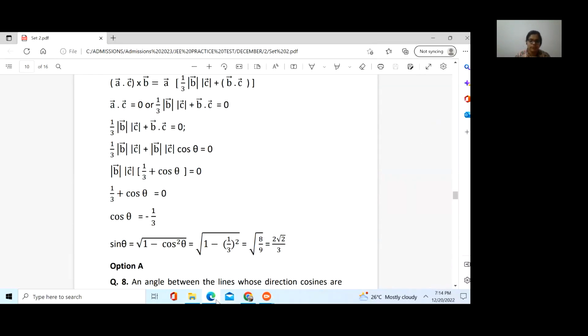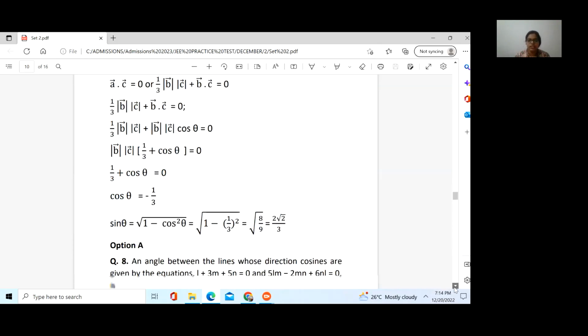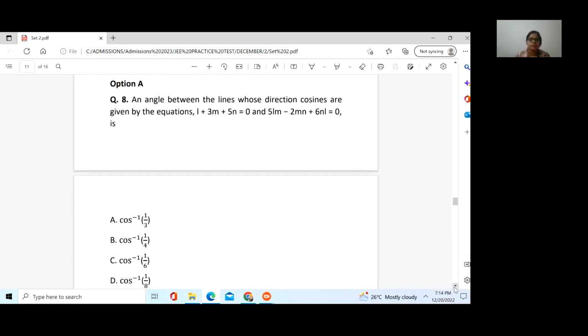Okay, so this is the next question. This is also a very important question which comes in most competitive examinations, this type of question. Angle between the lines whose direction cosines are given, maybe by different equations. A lot of these model type questions are there. The angle between the lines whose direction cosines are given by the equations l plus 3m plus 5n equal to 0 and 5lm minus 2mn plus 6nl equal to 0.